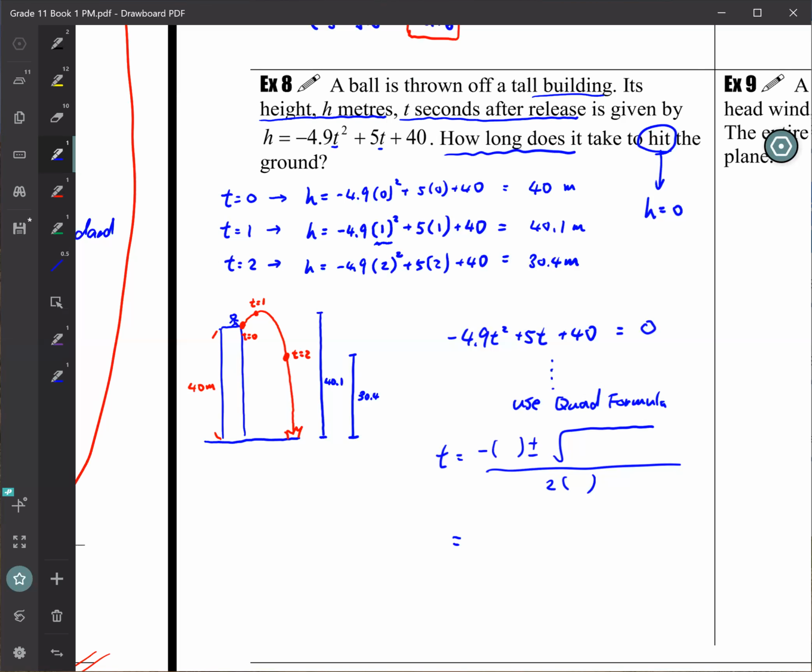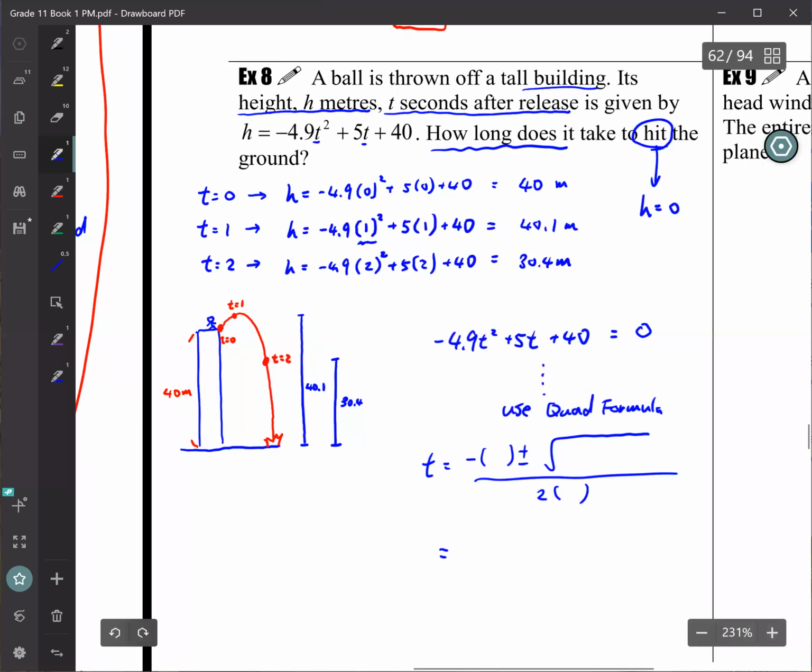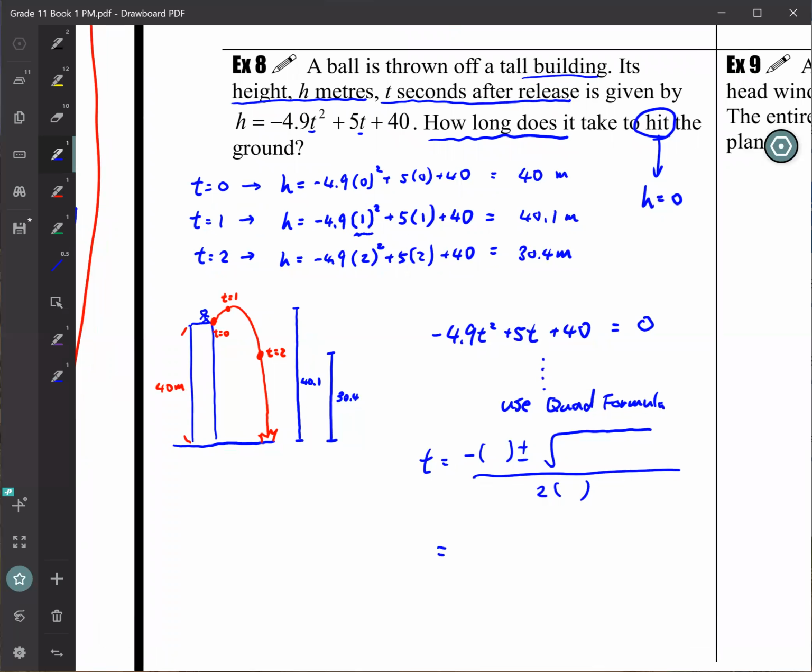Your answer has to be more than 2 seconds, right? You can see from the picture, 2 seconds is still 30 meters above the ground. Is there anyone here who doesn't know what to do with the formula? How to plug into the formula? Let me know. Don't forget plus minus. One answer is using the plus, the other answer is using the minus.